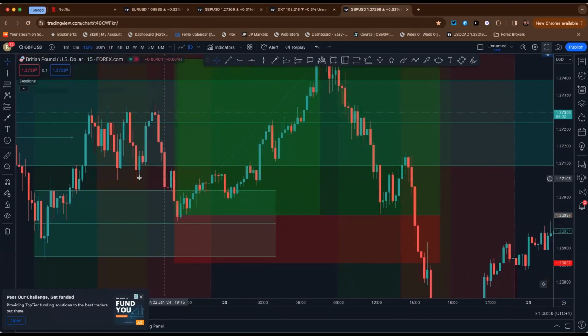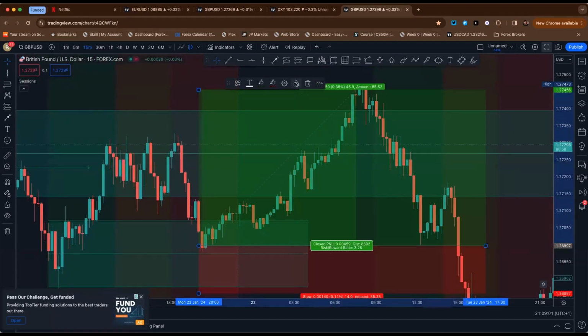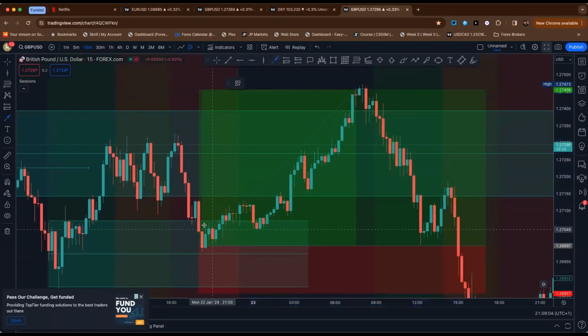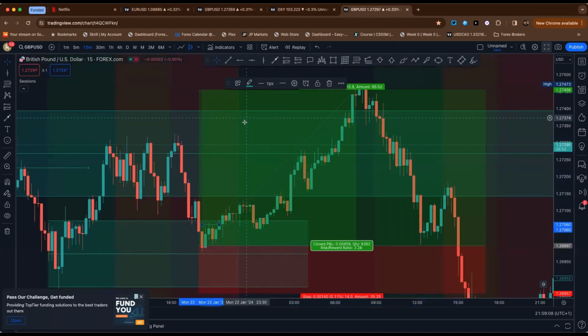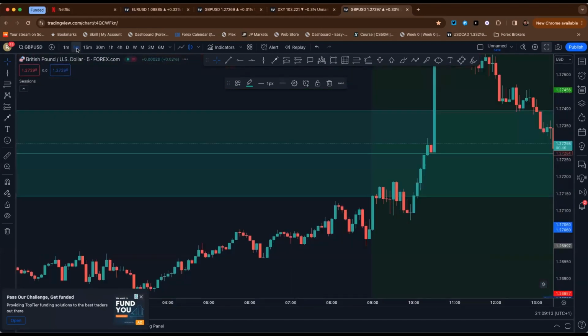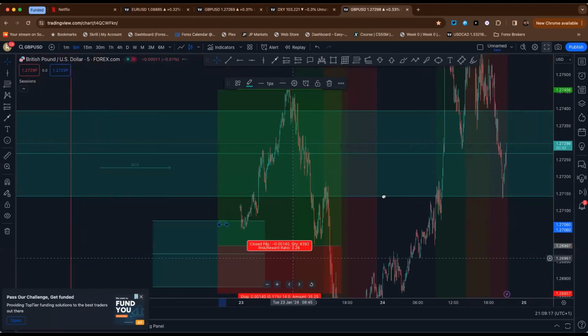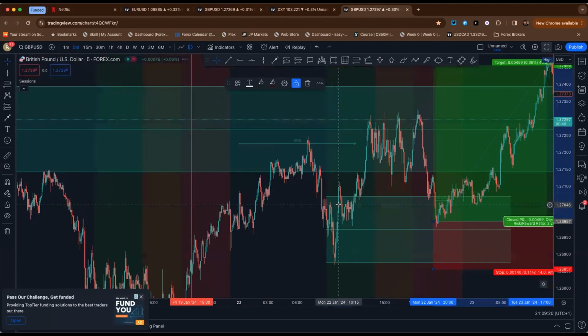Let me do this. In the lower time frame, we had this breaker structure right there. To me this is a breaker structure, but it's not really clear. So let me go to the M5 after that breaker structure. Let's see if we could get a much cleaner entry on the M5.